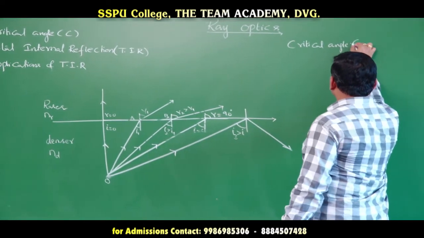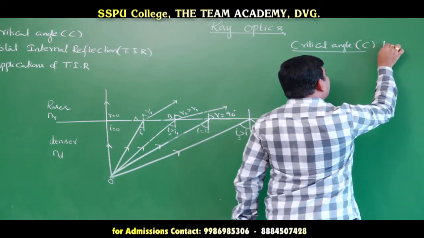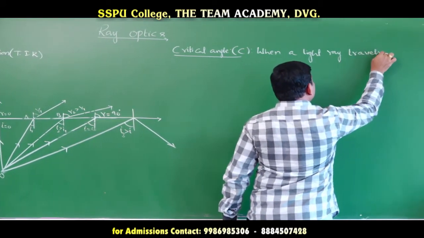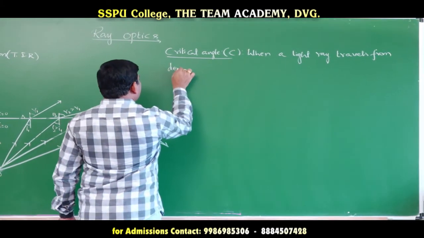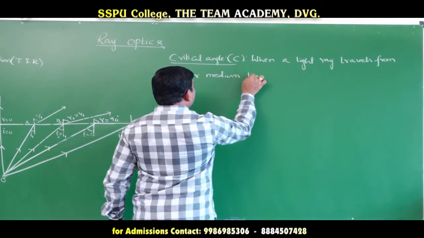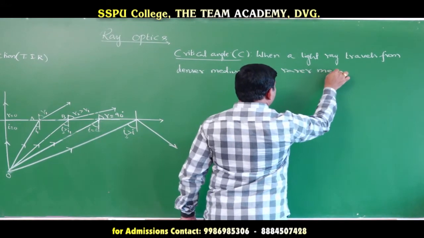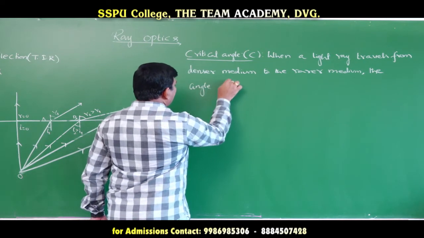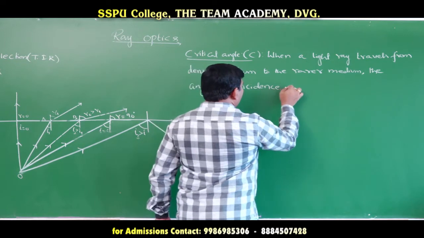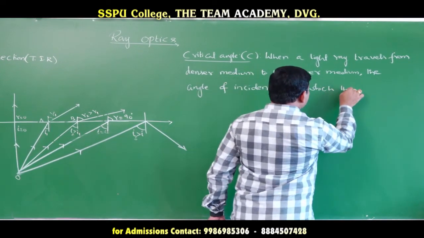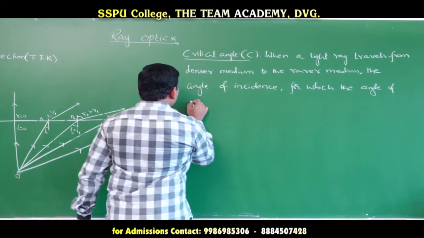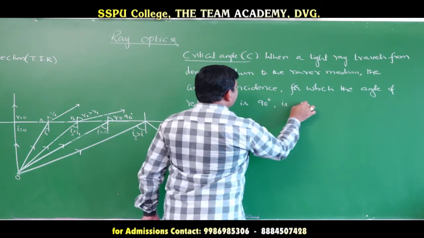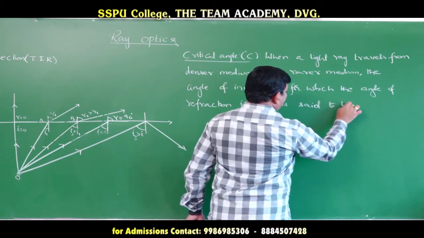Critical angle is indicated with the letter C. When a light ray travels from the denser medium to the rarer medium, the angle of incidence for which the angle of refraction is 90 degrees is said to be the critical angle.